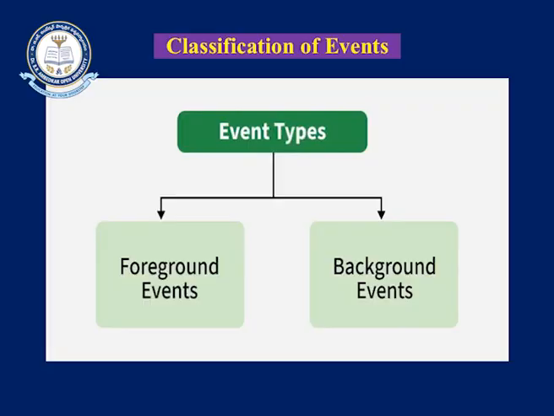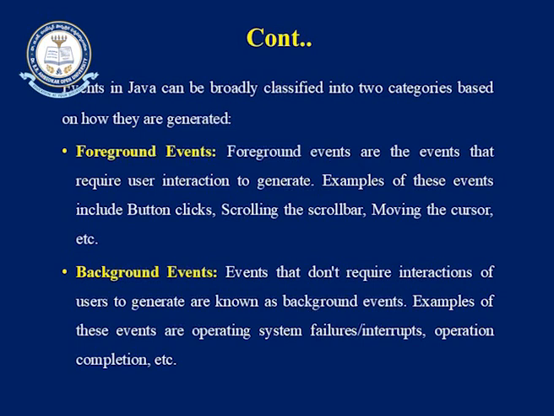This is the diagrammatical representation of the classification of events: foreground events and background events. We will discuss what is meant by the foreground event and what is meant by the background events. So this is the continuation. What is meant by the foreground event? Foreground events are the events that require user interaction to generate. So foreground events are generated by the users. User interaction is needed.